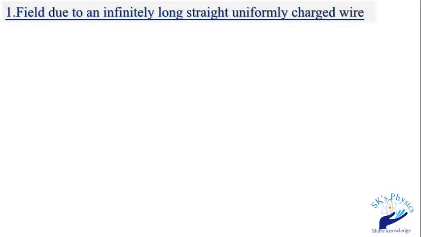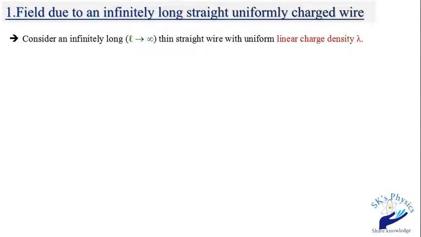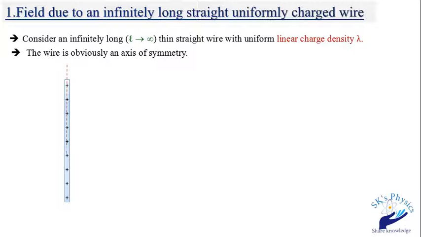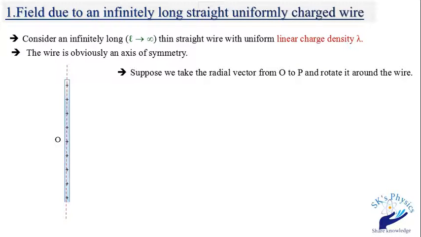Field due to an infinitely long straight uniformly charged wire. Consider an infinitely long thin straight wire with uniform linear charge density lambda. The wire is an axis of symmetry. Suppose we take radial vector of O to P and rotate it around the wire.